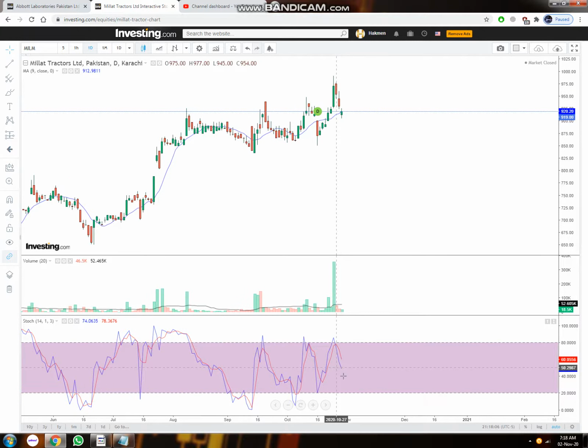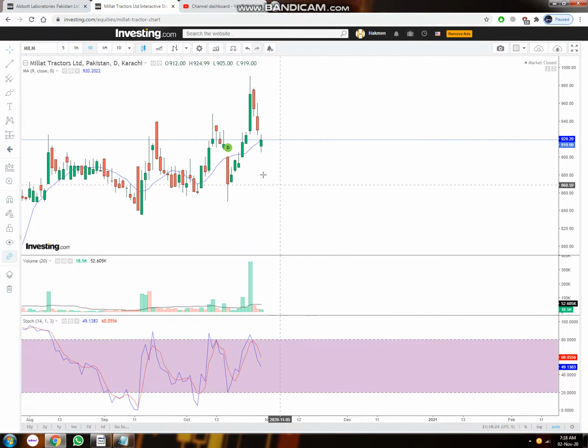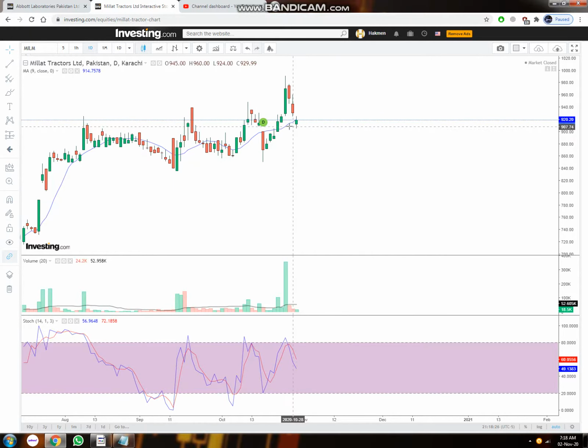Now the bears are again interested in pushing the market down, and you can see that the blue line again crossed below the red line, which shows that the market is not in strength. But one thing to consider here is that the moving average is moving in an upward direction, which also shows that the market is moving upward.